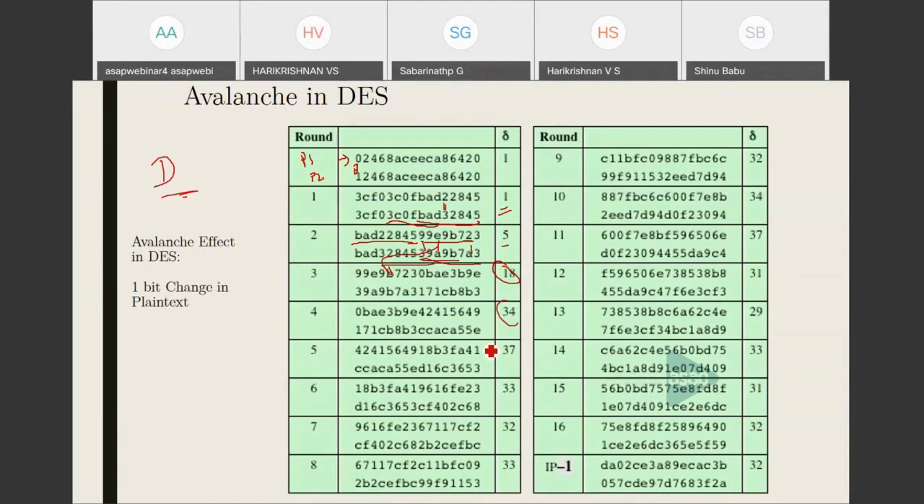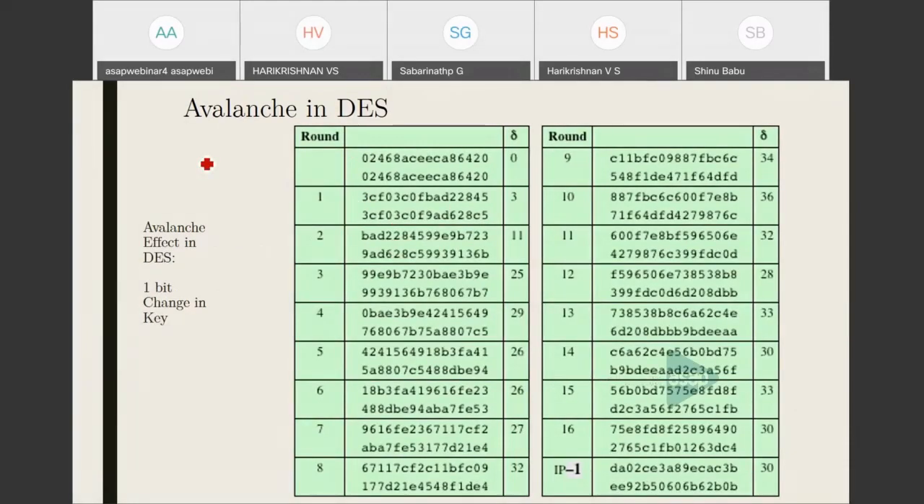Between plain text, 1 bit change, and after 16 rounds of operation and inverse permutation, that is what you call the avalanche effect, and this gives you very good diffusion. Likewise, this example over here shows you what the avalanche effect is, diffusion and confusion. Let us see how it works here. Plain text is exactly the same in these two cases. Okay, one change in key is a large change in the corresponding ciphertext.